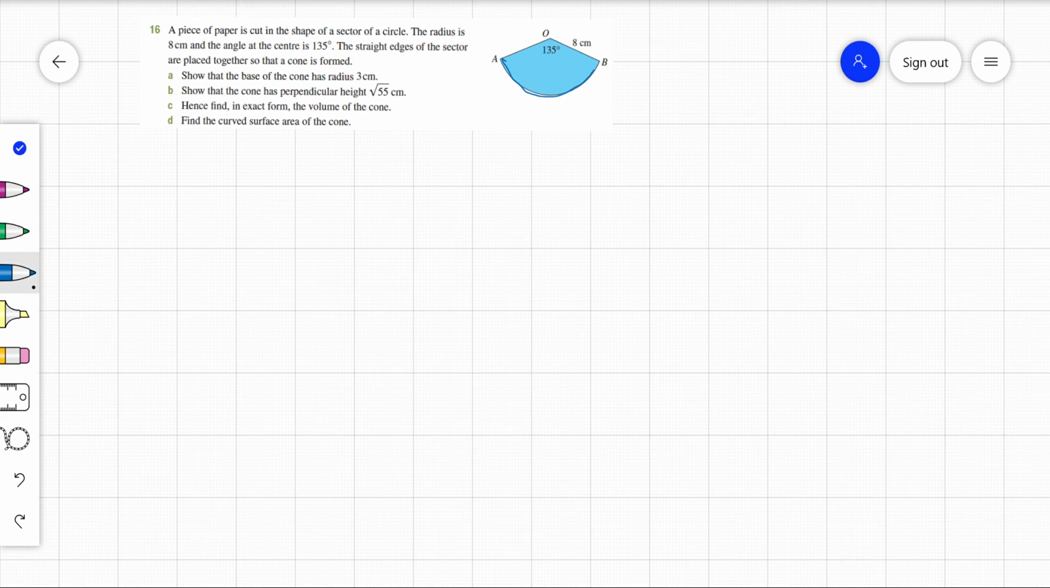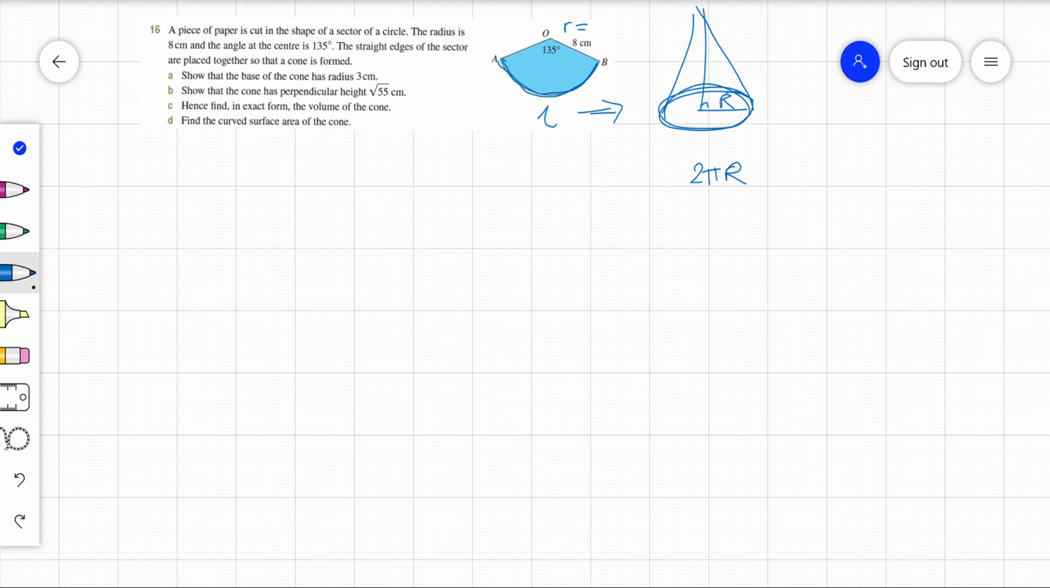So this bit here, which is the arc length, is going to become the circle that is the base, so the circumference that is the base of this cone. So it's going to become this bit here. So circumference we know is 2 pi r. So 2 pi r, let's use big R for this one. So this can be little r over here, and big R could be this radius here.